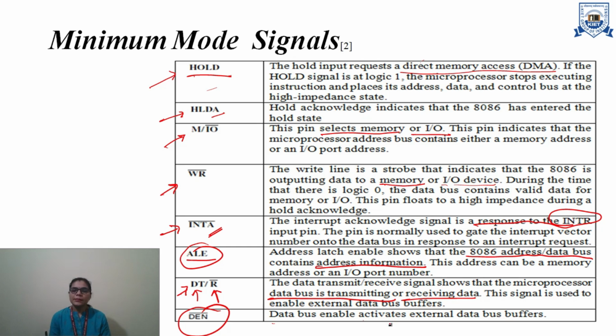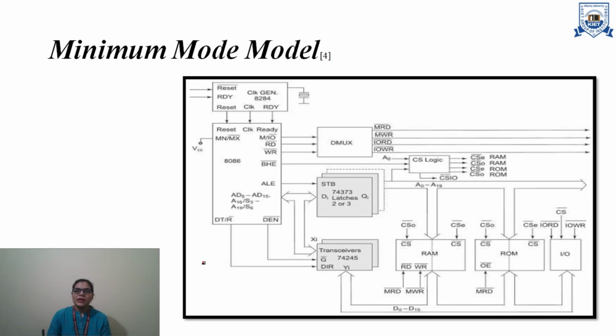Data bus enable activates the external data bus buffer. It will show that the data buses have valid data. These are the control signals which are produced by the 8086 microprocessor in minimum mode. This is the diagram for the minimum mode of the 8086 microprocessor.